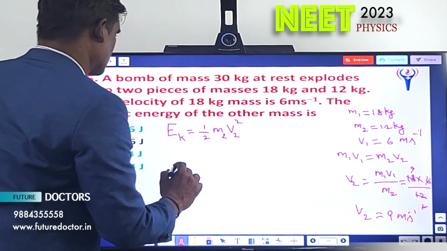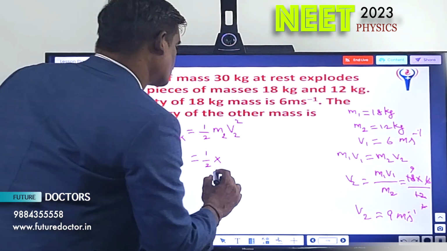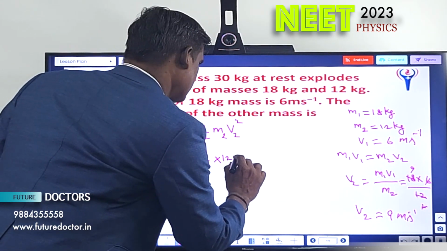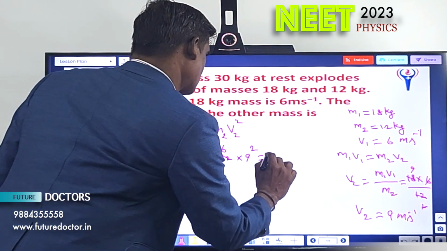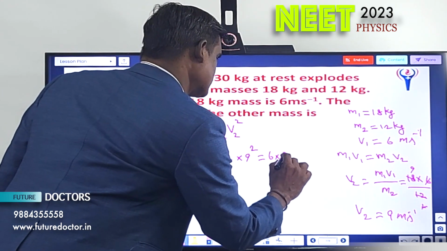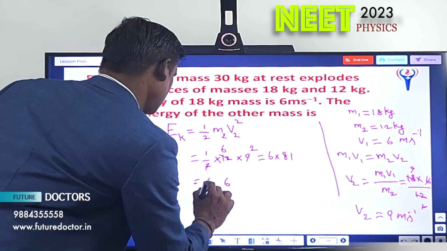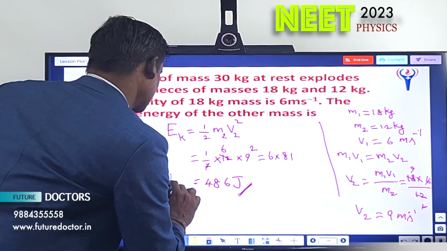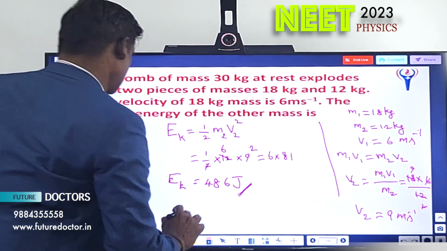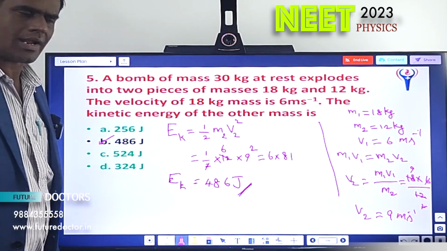Substitute this here. Ek equals half into m2, which is 12, into 9 square. 2 into 6 is 12. So this is equal to 6 into 9 square, which is 81. 6 into 81 is 486 joule. That is the kinetic energy. Yes, option B is the correct answer.